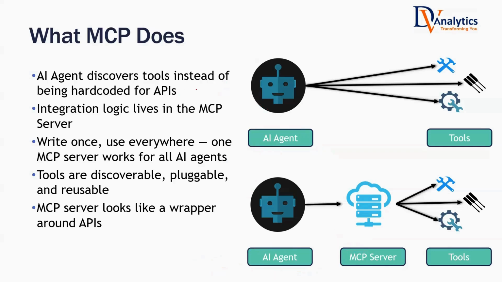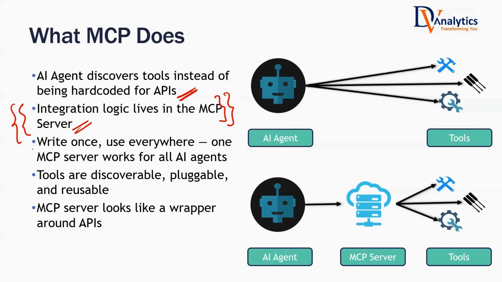The AI agent discovers tools instead of being hard-coded to APIs. It discovers tools via the MCP server. Integration logic lives in the MCP server. I'm not saying that we are getting away from the integration. I'm not saying that we are getting away from API calling. Whatever the pain points were are still there, but right now what we are doing is standardizing this so that our repetitive work will get reduced.